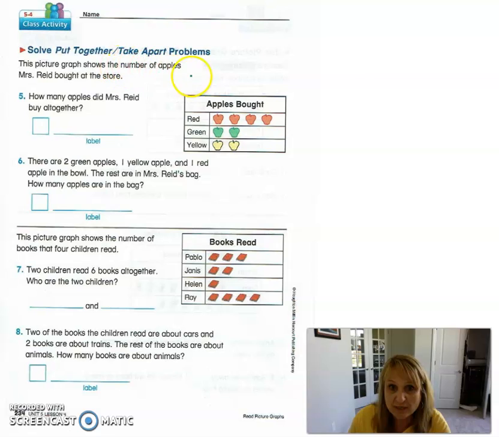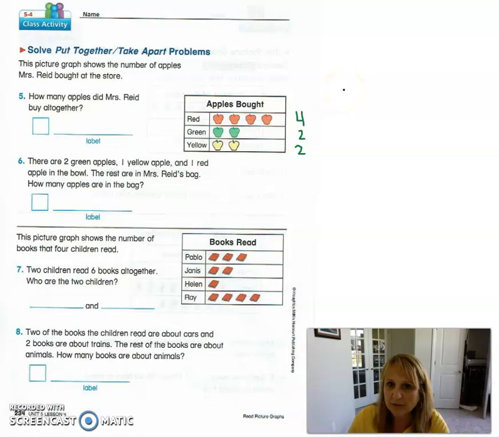This picture graph shows the number of apples Mrs. Reed bought at the store. Here's the graph. She bought, let's count them, 1, 2, 3, 4 red apples, 1, 2 green apples, and 1, 2 yellow apples. Now let's see if we can answer our questions. Number 5, how many apples did Mrs. Reed buy altogether? How would we find out how many apples altogether?